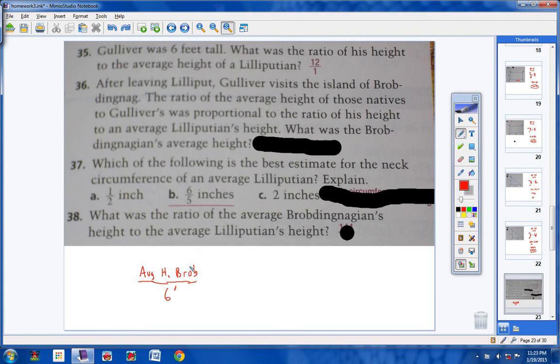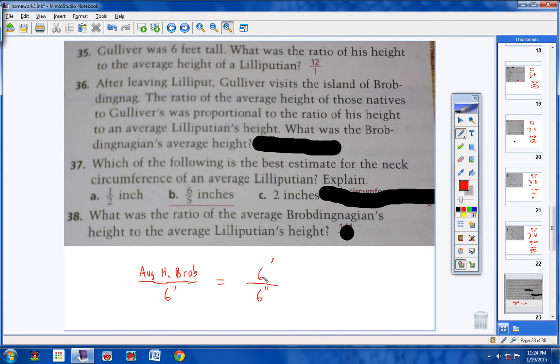The ratio of the average height of these people to Gulliver's, now look what it says next, was proportional. Now proportion means you have to have an equal sign with another ratio over here. Remember we talked about that. So it was proportional to the what? Ratio. So put your fraction bar. The ratio of what? His height. Well, that's Gulliver's 6 feet. Proportional to the ratio of his height to an average Lilliputian's height, which of course is 6 inches.